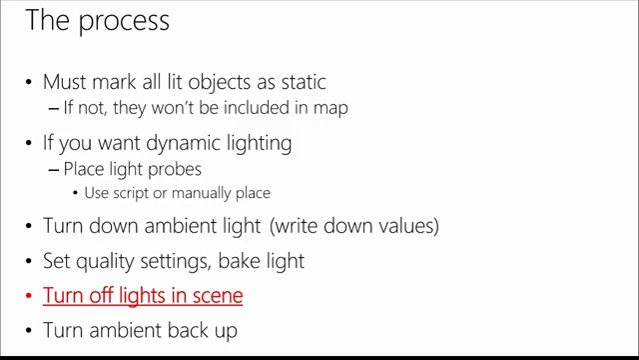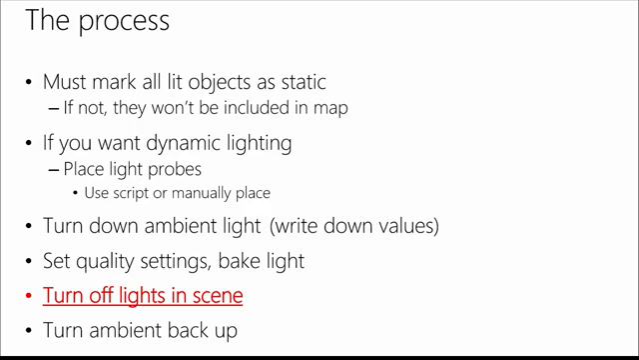Let's talk about the process here. Very important to do things, for the most part, in this order. Sometimes when I go through this, I miss a step, so it's good to have it written out. You must mark all the objects that you want lit up as static, and we'll show you a demo of this shortly. If you don't do that, they're not going to be included in this little map that Unity is going to create. If you want dynamic lighting, then you need to place what are called light probes around your scene that detect how the light is going to hit those points at various times for your dynamic objects. And Matt's going to show off a demo of that shortly.